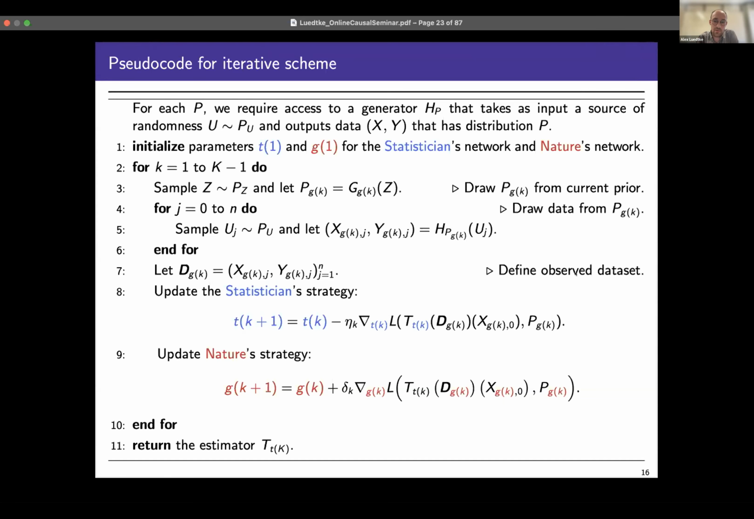Okay, then I'm just going to define my observed data set. I'm just going to grab n of those observations, call that my data set. And now we get to two steps here. So we have a stochastic gradient descent step.